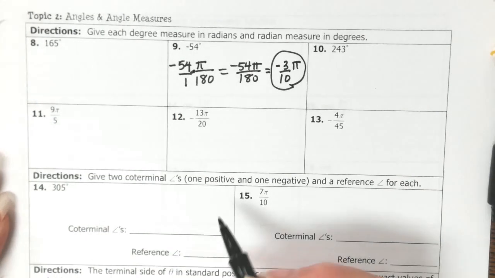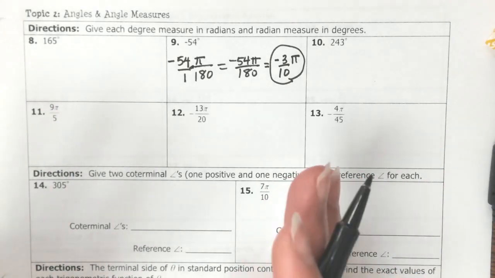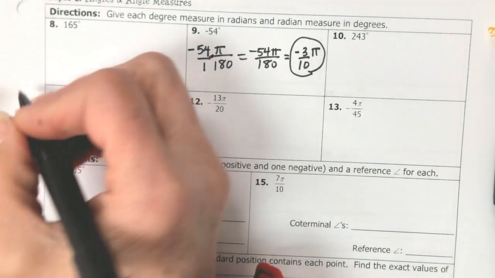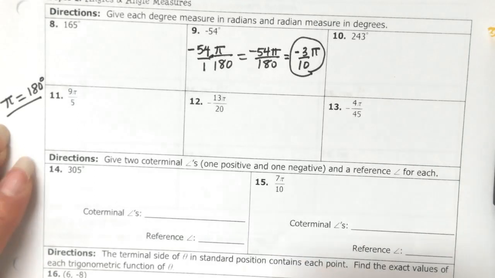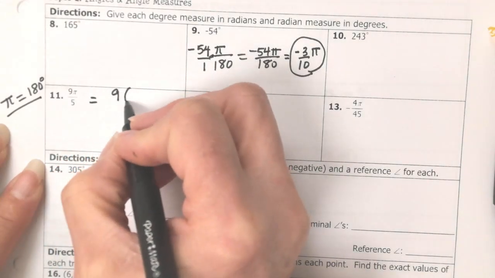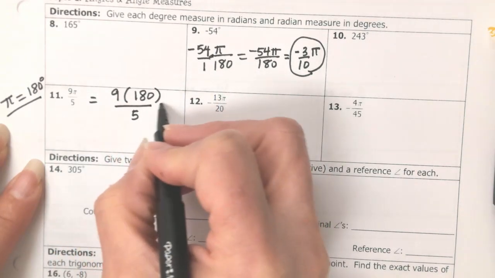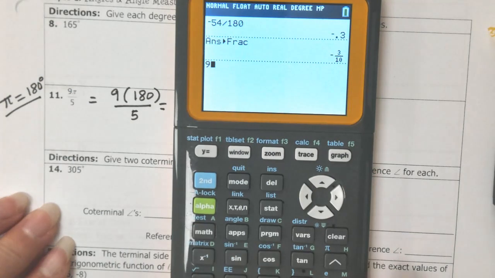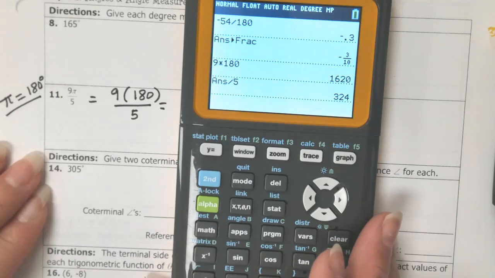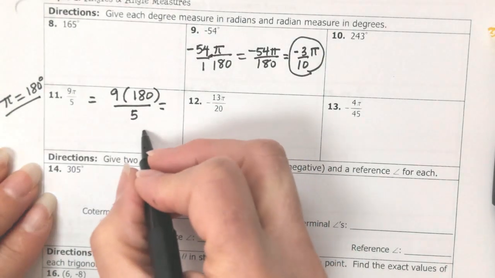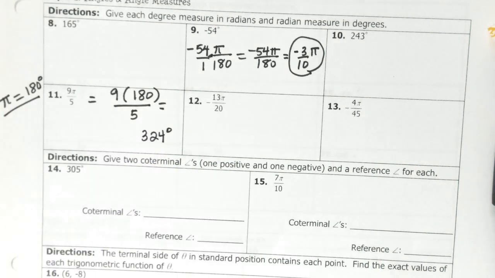Now, for problem 11, you have a pi, and we can do 2 different methods. I'll do this one, the easier method to me, is to know that pi is 180 degrees. And if you know that, then you can simply replace pi with 180 and then type this in your calculator. So 9 times 180 divided by 5 gives us 324 degrees. So that is our answer for number 11.